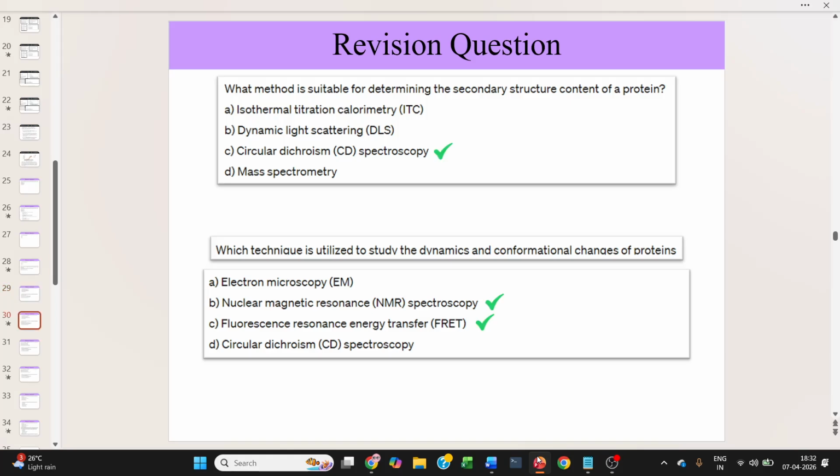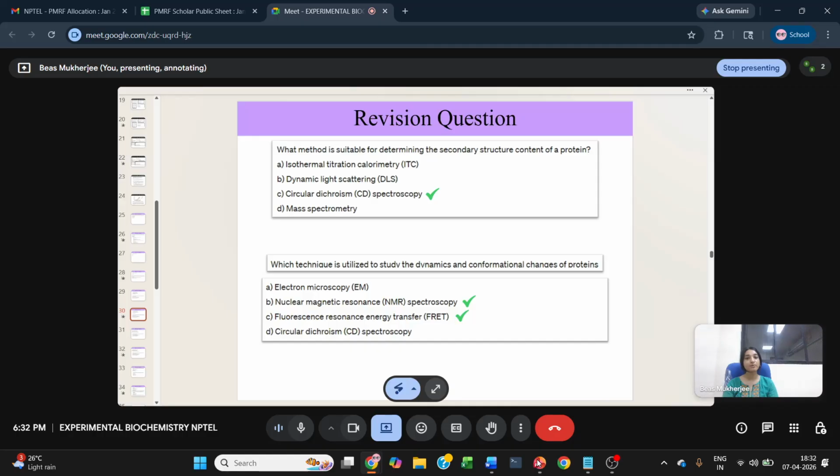So CD spectroscopy is what would tell you about the secondary structure of a protein. What about dynamics and conformational changes? Of course, NMR is one of the most famous techniques for this. You can also use FRET. FRET is fluorescence resonance energy transfer. So that can also be used.